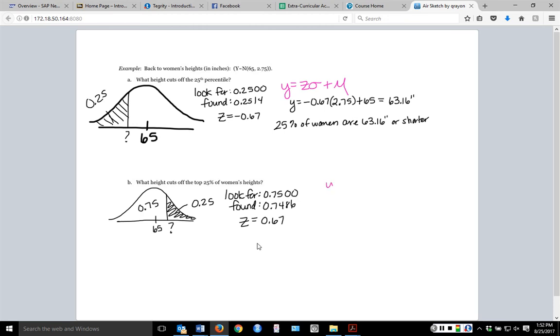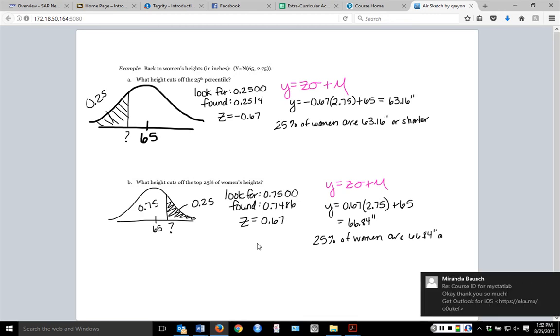Just as before, I'm going to plug that new z into my formula. So this time z is going to be a positive 0.67, but the standard deviation is still 2.75 and the mean is still 65. And this time doing our math, we get 66.84 inches. So this time I can say that 25% of women are 66.84 inches or taller, since the shaded direction is to the right.